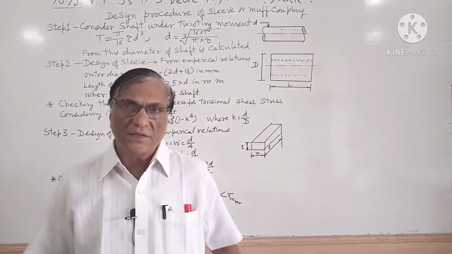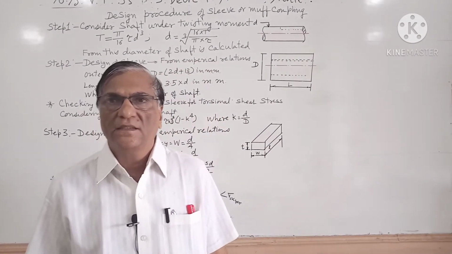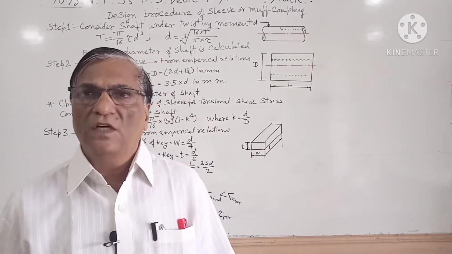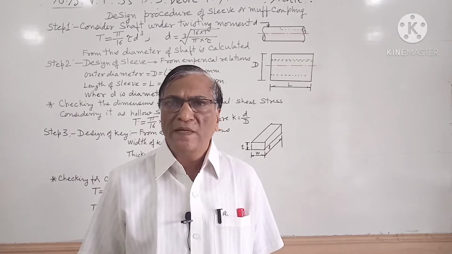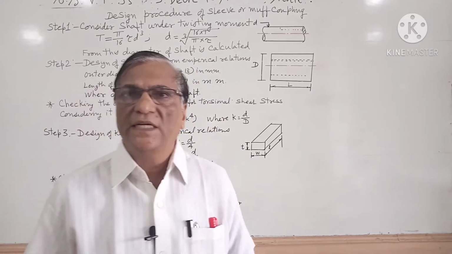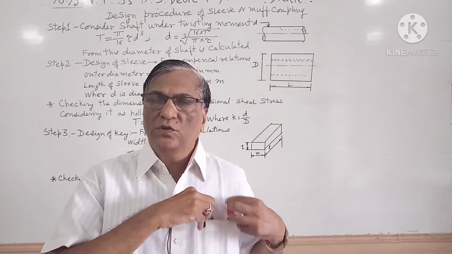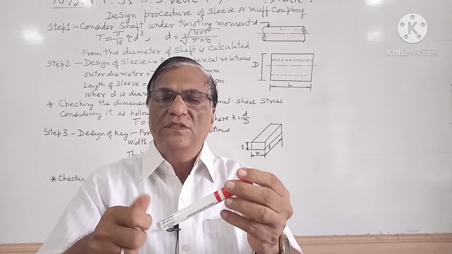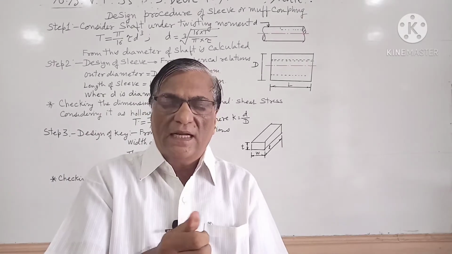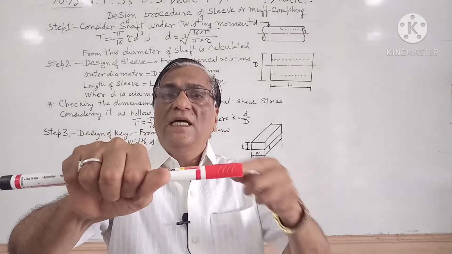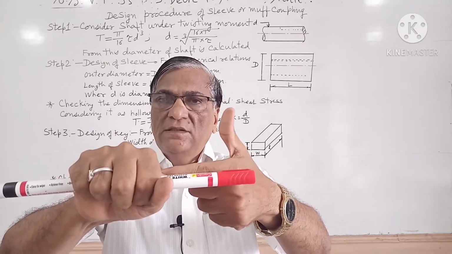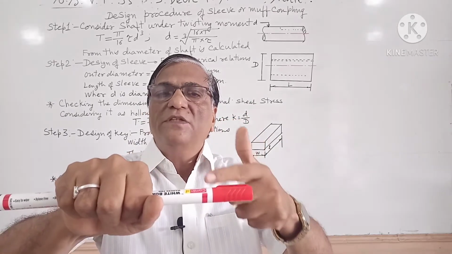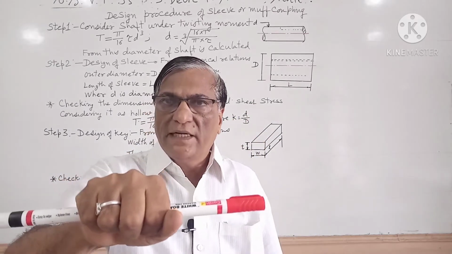Good morning, student. In this session, we will study the design procedure of sleeve or muff coupling. This is the simplest type of coupling which is used to connect two shafts. Now suppose this is one shaft and this is another shaft, and they are connected by means of a sleeve. Here a key is inserted for the locking purpose so that the relative motion between the shaft and sleeve is prevented.